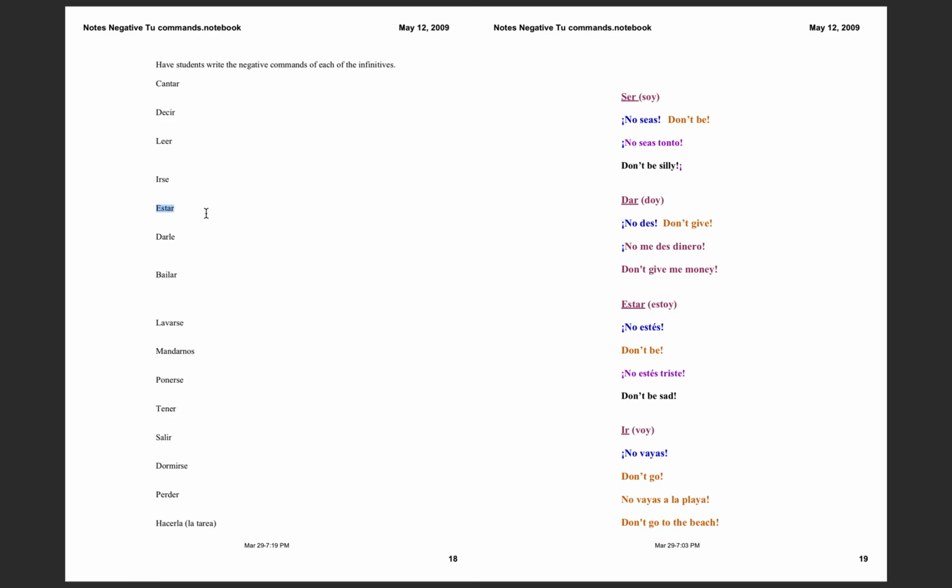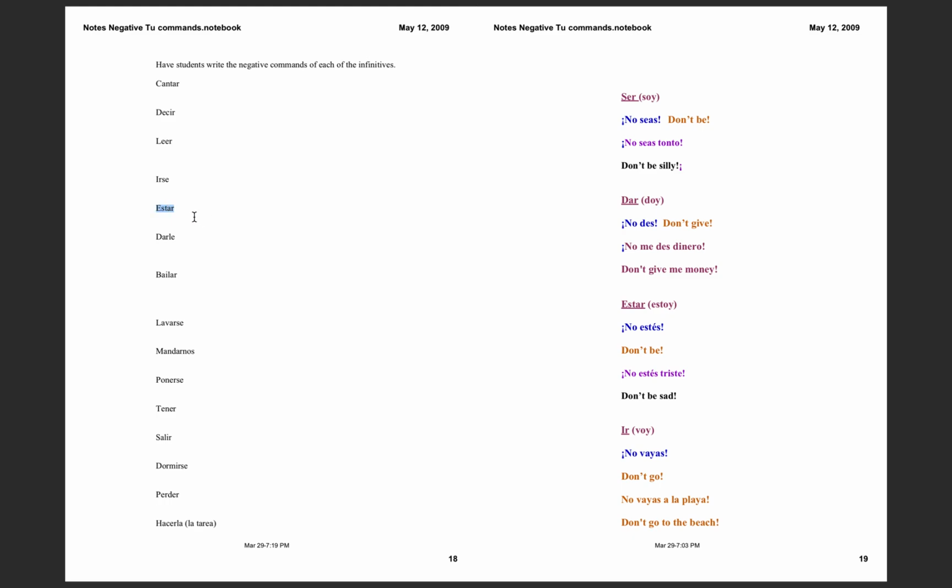Estar. All right. Ooh, put it in the yo form. Estoy. Oh my gosh, what do I do? Well, this is a different one. Okay. The oy verbs and all that. All right. So think of it, put it in the tú form and just switch the A to an E. No estés. Okay, and I don't know how you would really say it. So no estés triste, don't be sad. Okay, but that one really doesn't work when you put it in the yo form because of the estoy.